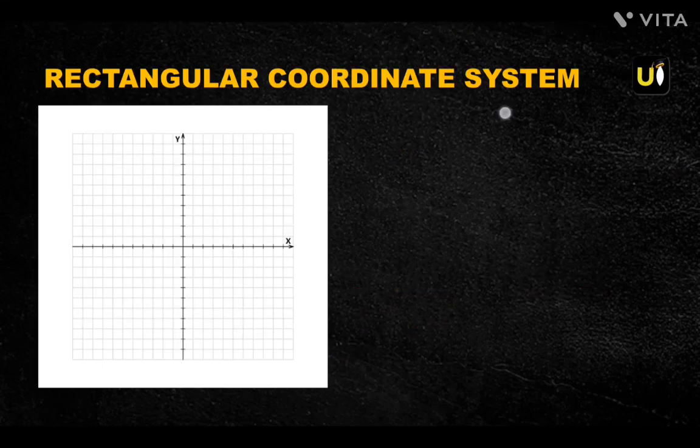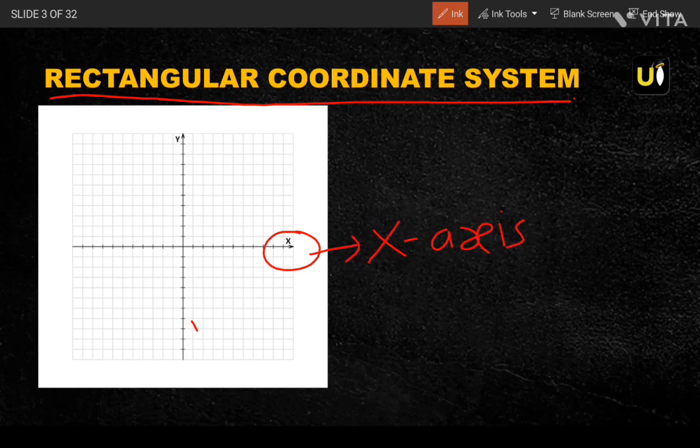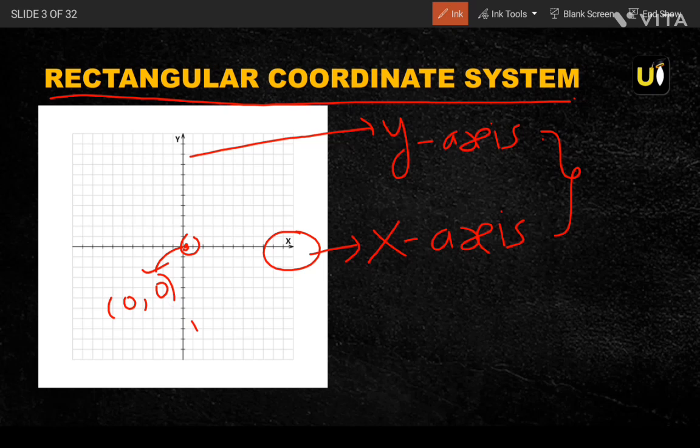So let's get started. Firstly, what is rectangular coordinate system? Here we are given two lines plotted in a graph. This is termed as x axis and this is termed as y axis. The point of intersection of these two axes is known as origin. This point is origin 0, 0. So any point in 2D plane can be represented in this rectangular coordinate system.